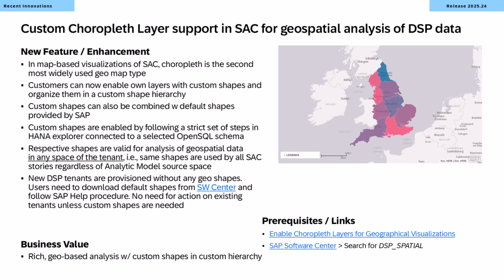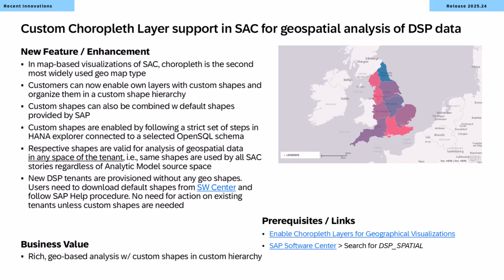So that's how you could use the data that is built in Datasphere in SAC. And as I mentioned in the demo, the new Datasphere tenants that are provisioned are done so without any geomaps, and users need to download these default shapes from the software center and follow the procedure.